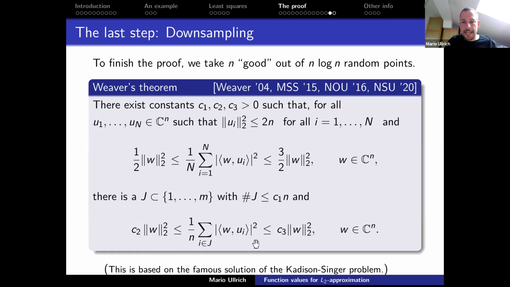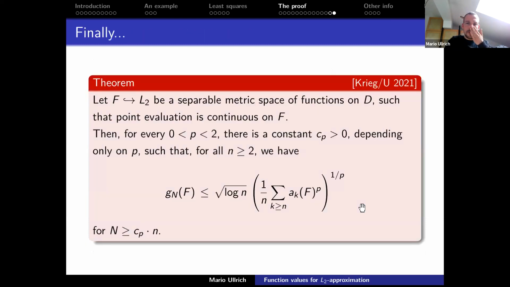I have this version with explicit constants, C1, C2, and C3, and so on. We find in Nagel, Schäfer, and Tino Ullrich, not related. They show the result with explicit constants. Okay. Yeah, using this downsampling, we finally get what we want. Okay. It's exactly the result we had here, but you see, we don't have an oversampling anymore. For this, we need an additional square root of log n.